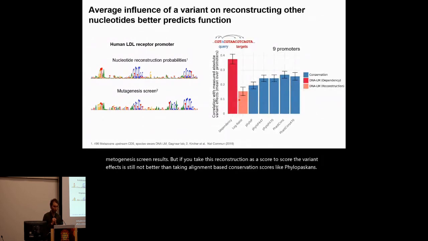But if you take the influence score, then this is much better than taking only the reconstruction, and even better than taking the alignment-based conservation scores. So the take-home here is that how influential a nucleotide is on all the others is perhaps a better predictor of its function than its own reconstructability.